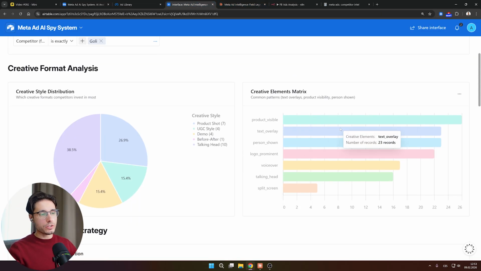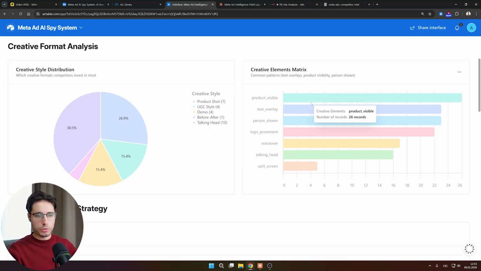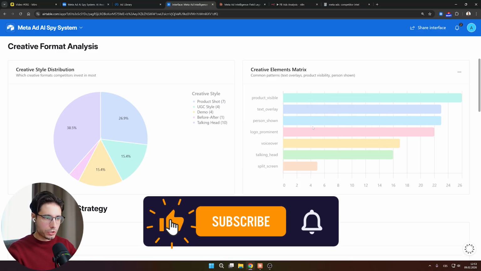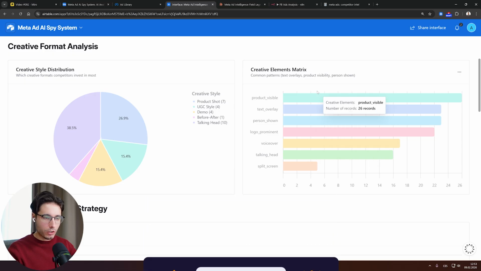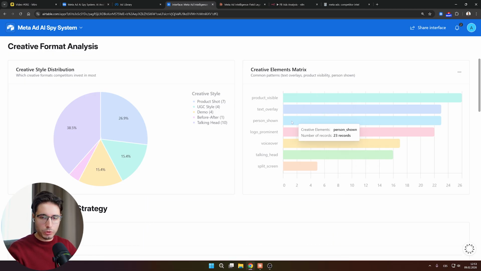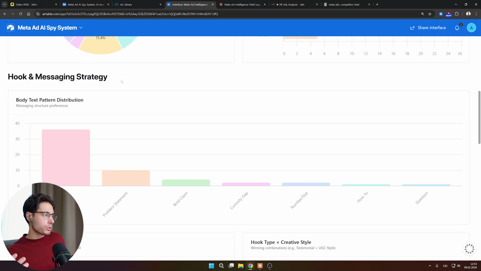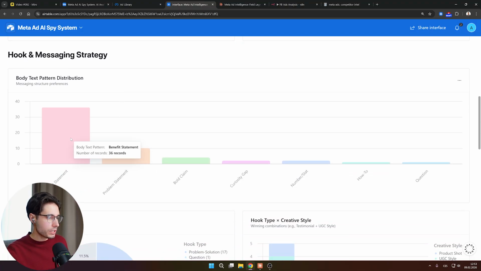And as we had the example right here, you can see that it actually is that. Then the creative elements, right? There can be multiple, but of course, product visible, important, text overlay, person shown. But for example, logo prominent, right? All of these elements are important to understand what's actually happening in the ad on a high level. But what's very important is to understand the hooks and messaging strategy, right? And as you can see, they are using a lot of benefit statements, right? How their product actually benefits the consumer.